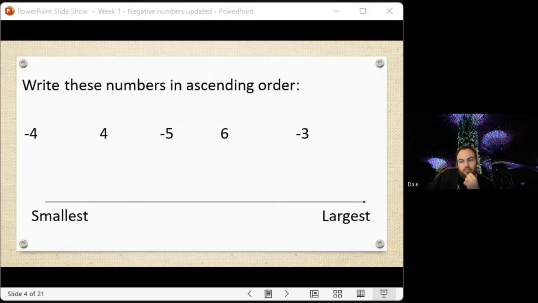Let's see who can type that into the chat first. So we're going to start with the smallest number and then keep going up, and we're going to finish off with the largest number.